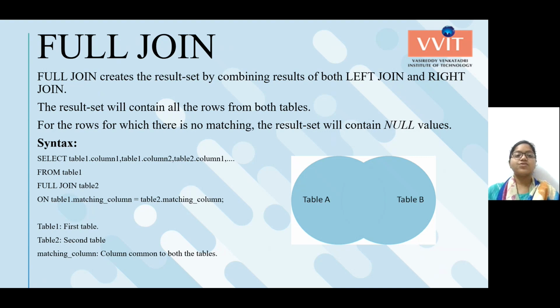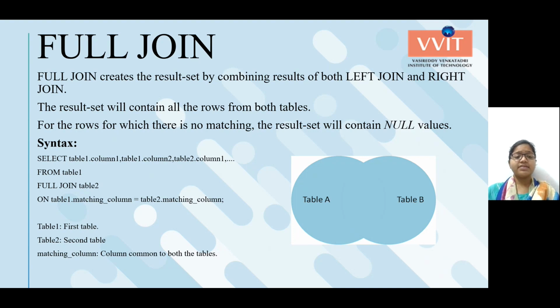And the last and final join is the full join. Full join creates the result set by combining results of both the left table and the right table. First, the matched rows of table A and table B are written to the output. Next, the remaining rows of table A which are not matched and the remaining rows of table B which are not matched are also written to the output. That is, it will create a result set by combining all the results of both left join and right join. Here, the result set will contain all the rows from both the tables. If there is no matching of the rows, then the result set will contain null values.